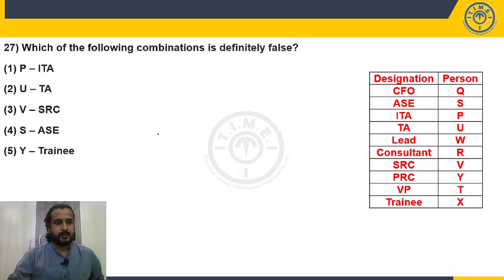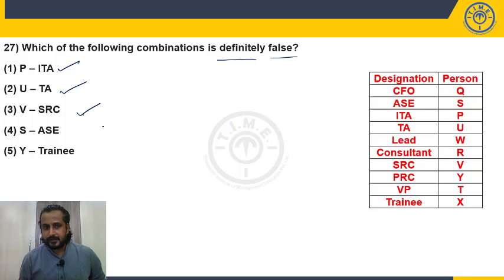Choice 5. Now, which of the following combinations is definitely false? P ITA? Yes, it is true. U TA? Yes, it is also true. V SRC? True. S ASC? True. Y trainee? False. So the 5th one is false.